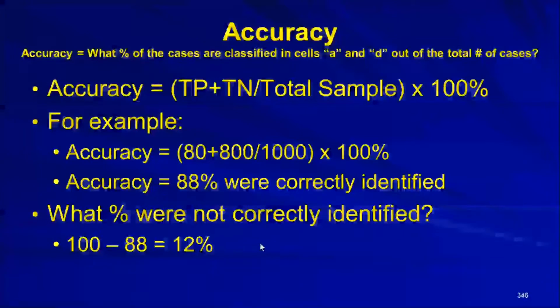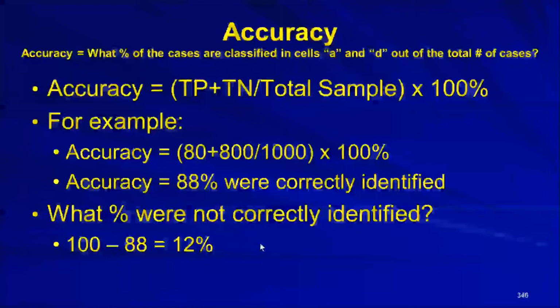Now, what percentage were incorrectly identified? Well, we're subtracting 88 from 100%, which would give us 12. So 12% of the cases are false positives or false negatives. Depending on the testing procedure, we could test again and identify the false positives and the false negatives.